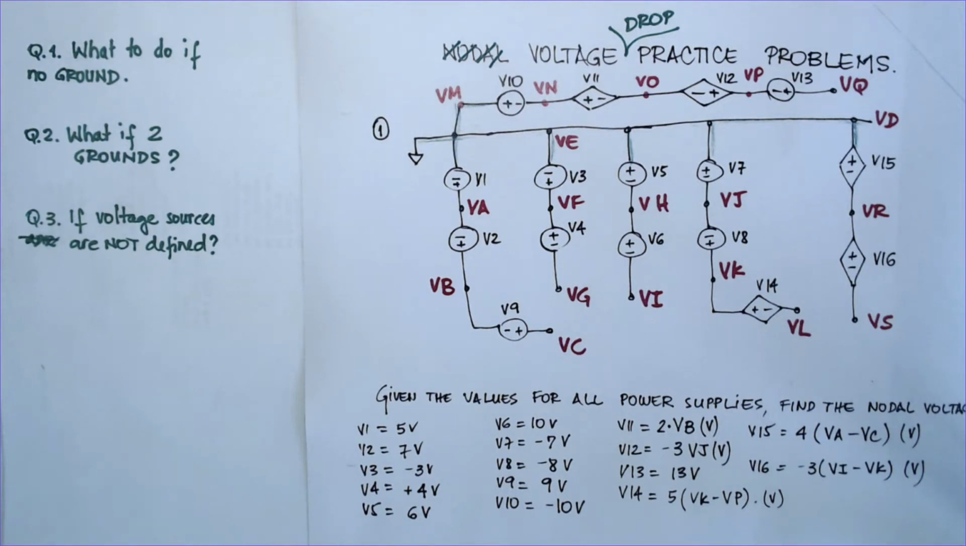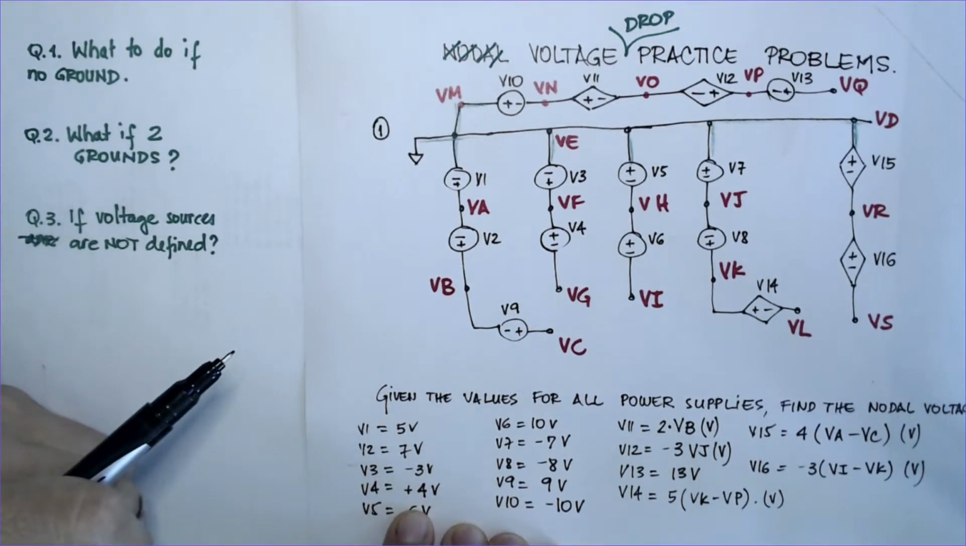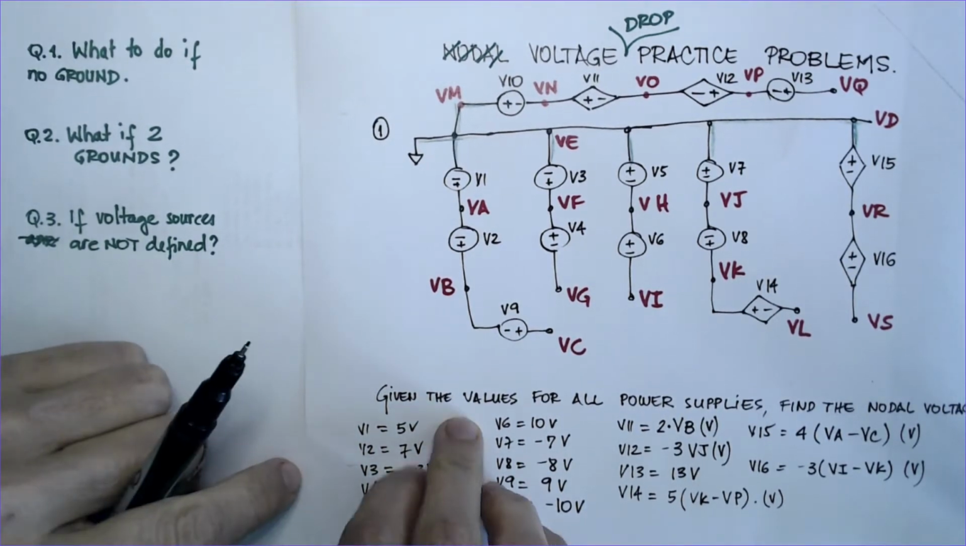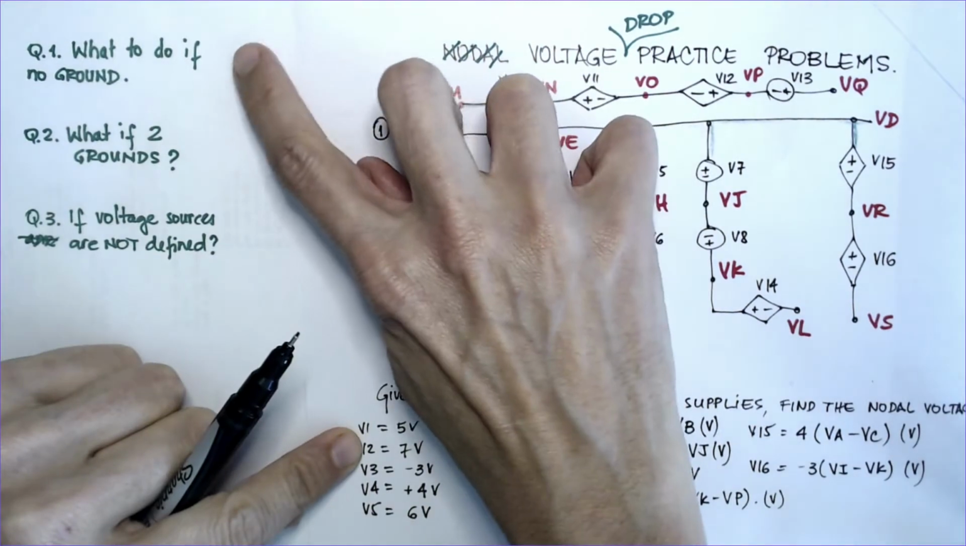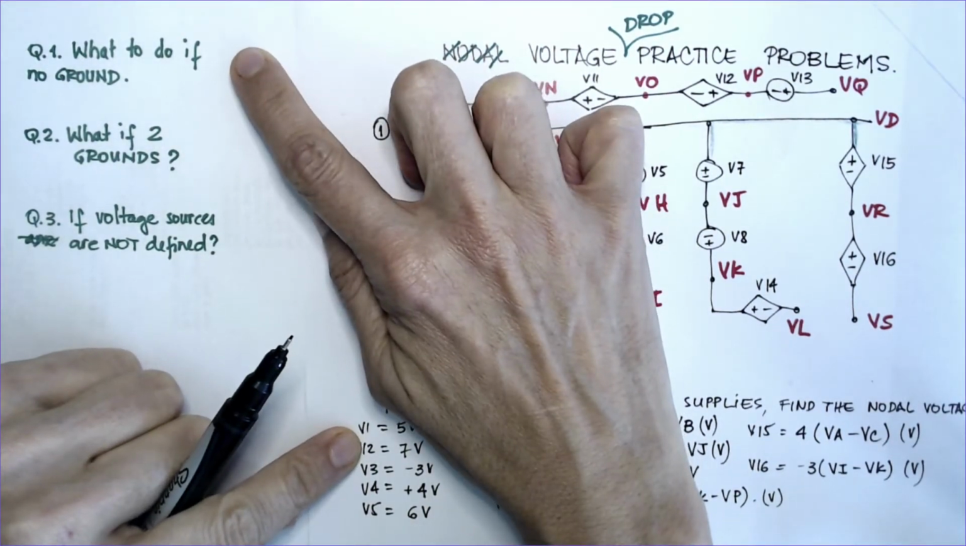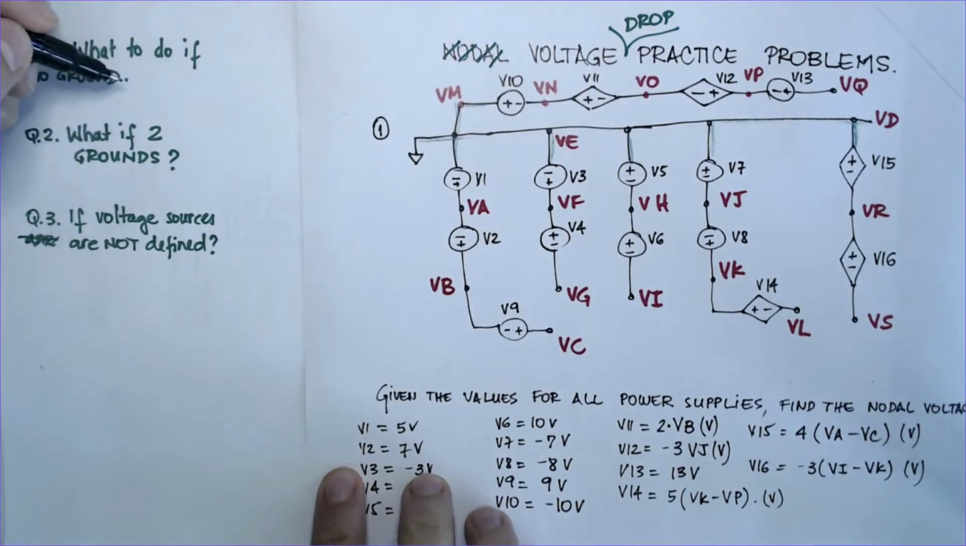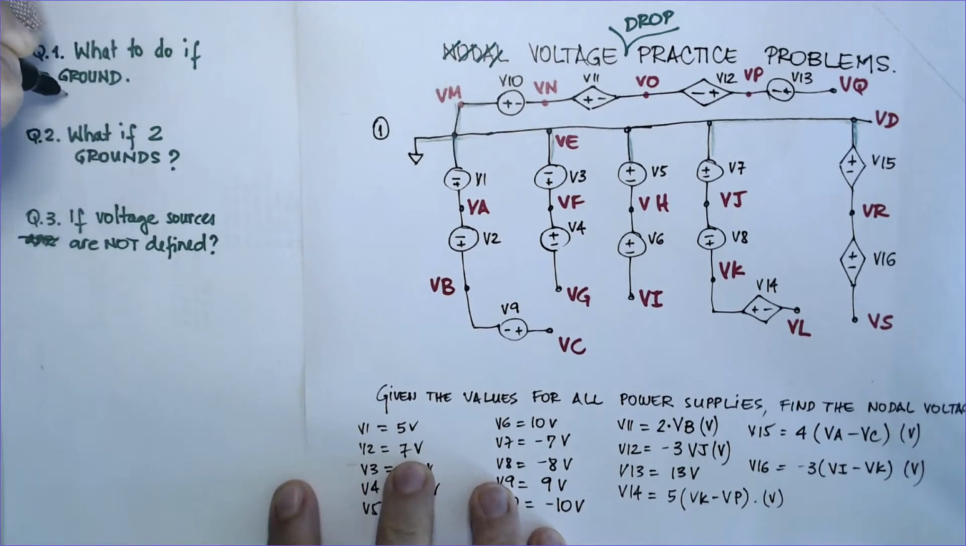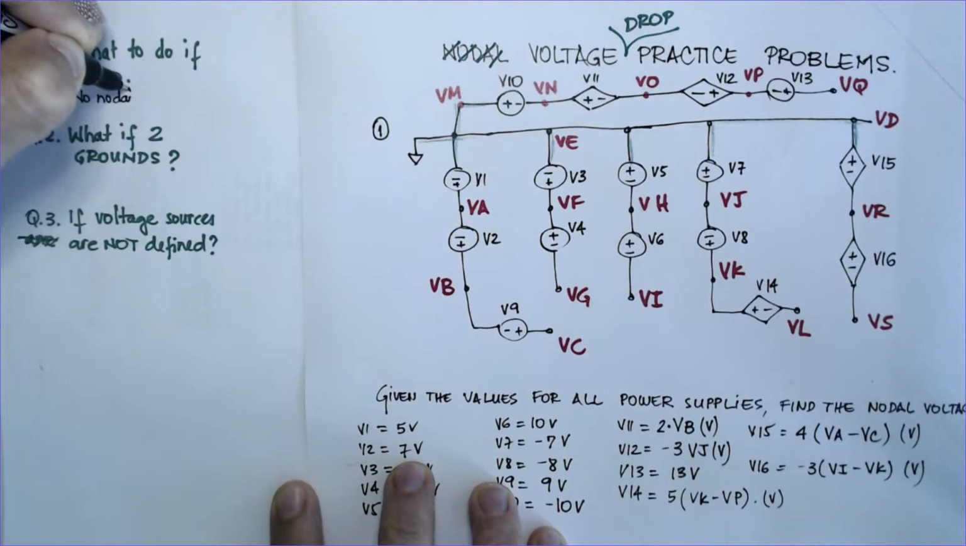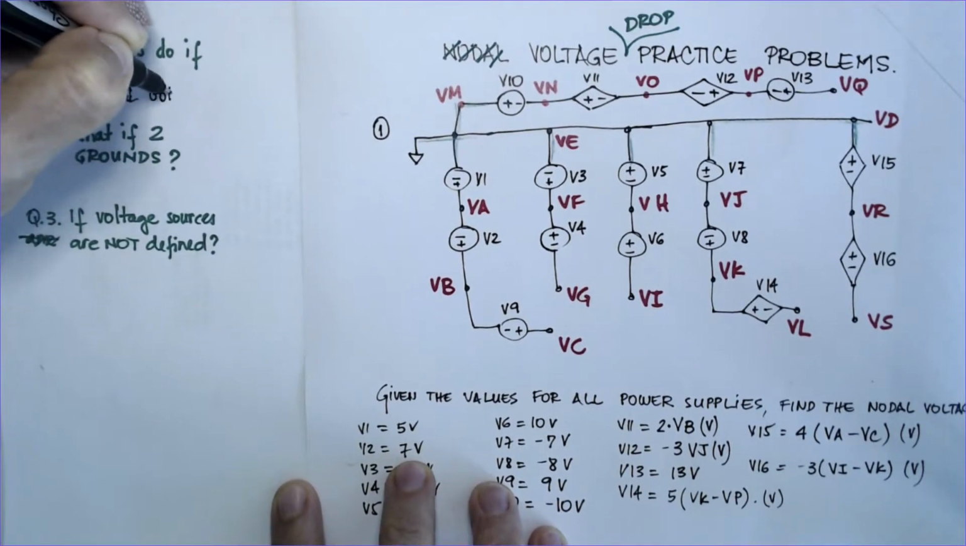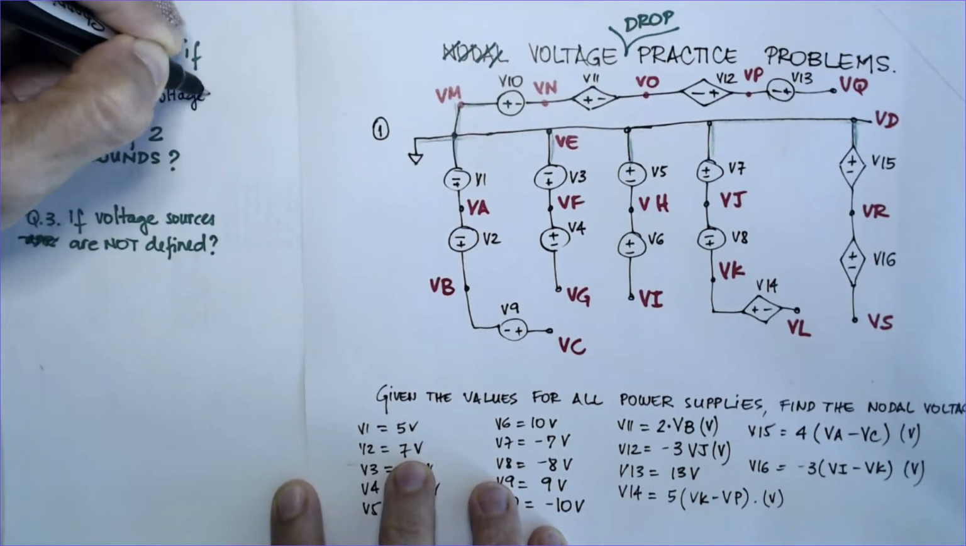As I promised, I'm making videos to answer questions from EC 285 Fall 2020. And the first question, a very good question on Piazza, is what do you do if there's no ground? If there's no ground in the circuit, then there are no nodal voltages. So you can't expect to measure nodal voltages unless ground is defined.